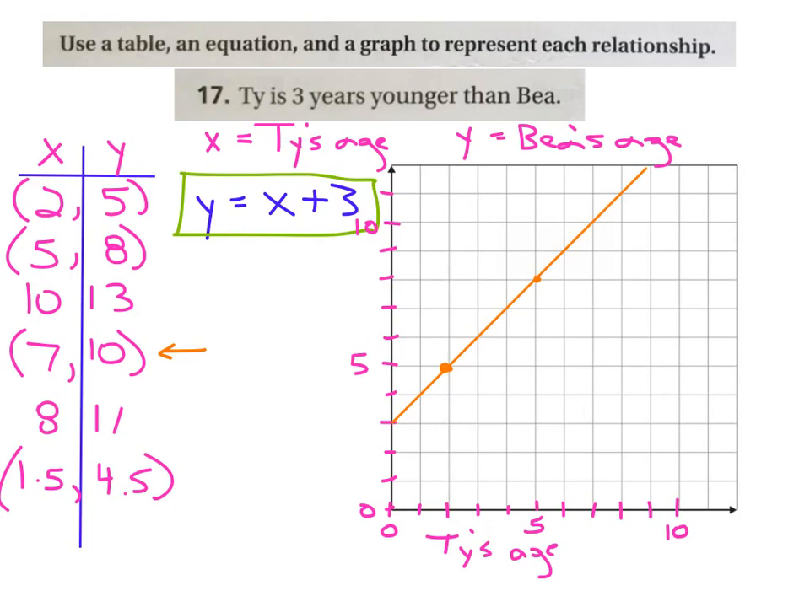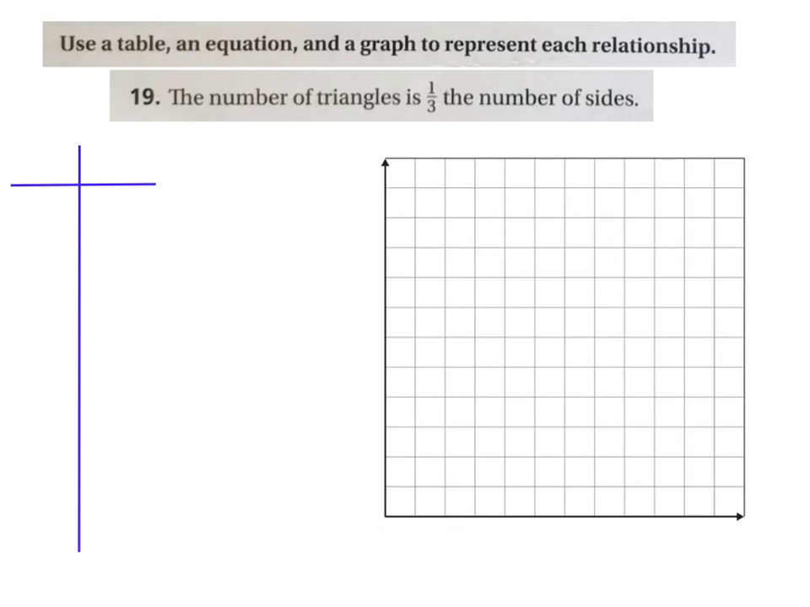And we could just do that as much as we wanted for all values that we could think of for Ty's age. By the way, notice that this does not go below 0, because Ty doesn't. He's never going to be less than 0. I'm assuming Ty's a boy. I don't know why. He will never be less than 0. So his age starts at 0 and goes up from there. And so this is where the graph starts.